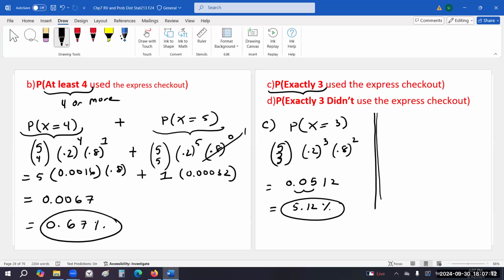Would another way be to switch them? I mean, P and Q. So that's what I said. You can do it many ways. So method 1. 3 did not use means 2 used, right? So we can find the probability x equals 2.